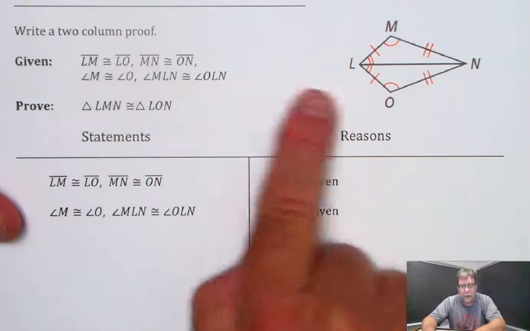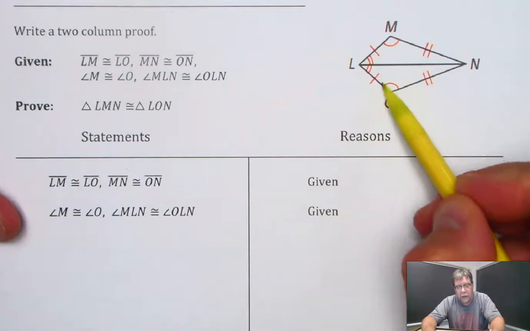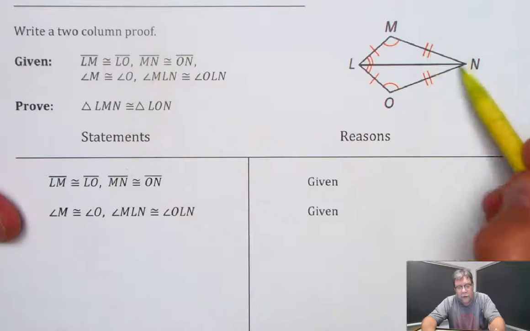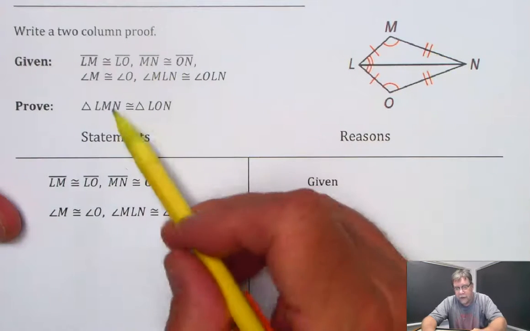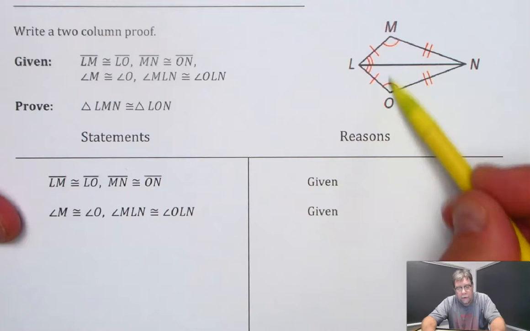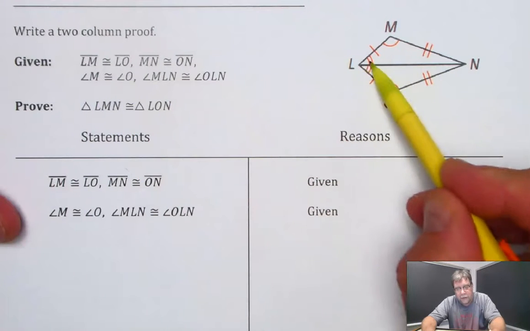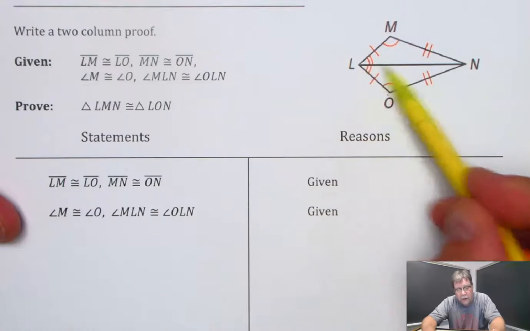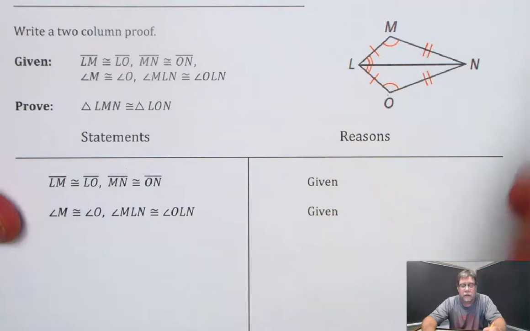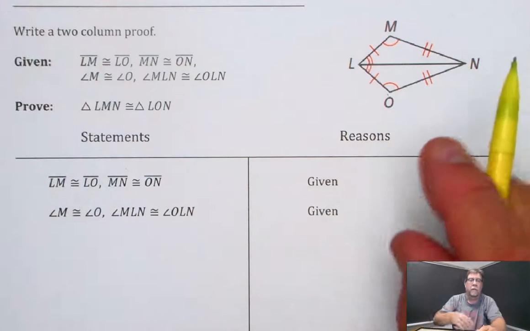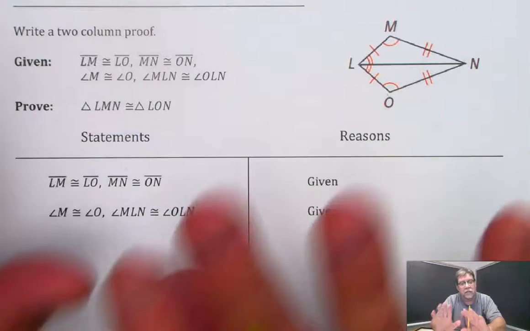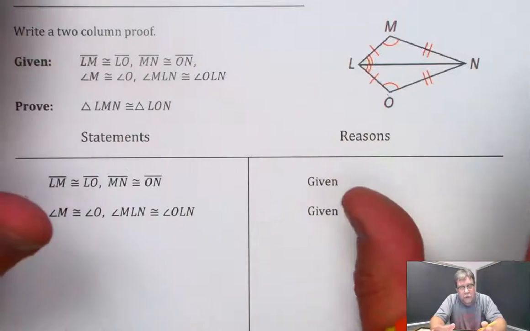So LM and LO are marked congruent. MN and ON are marked congruent. Angle M and angle O are marked congruent. MLN, which is right there, is marked congruent with OLN right there. So I also like to mark down if I have sides or angles. Remember, 6 things are what we're trying to show.